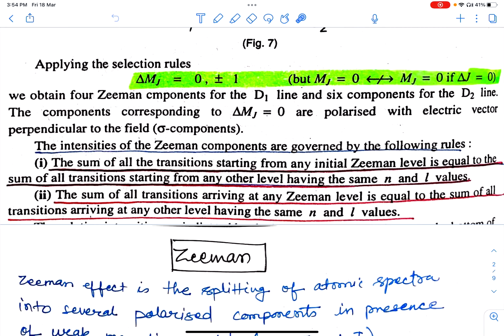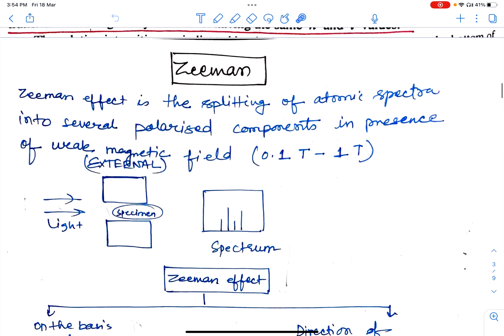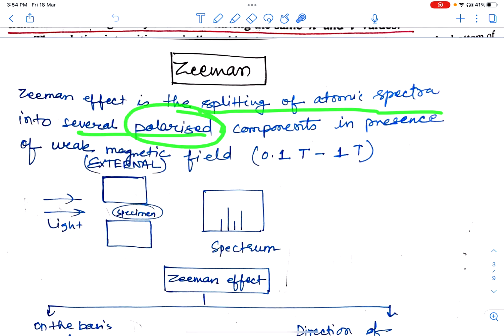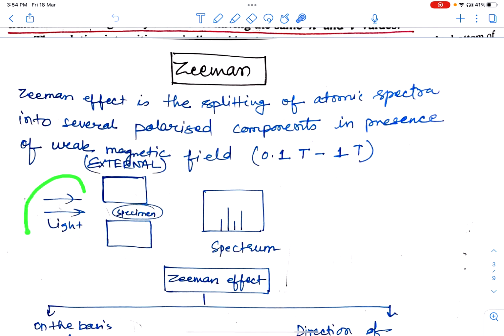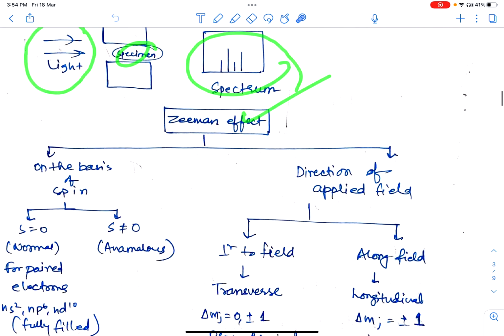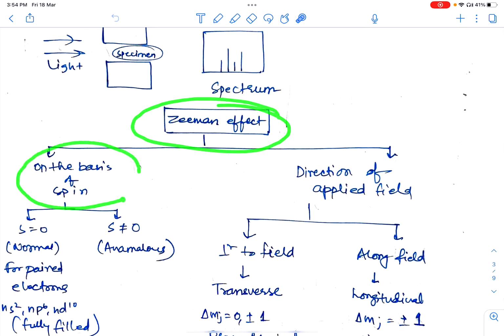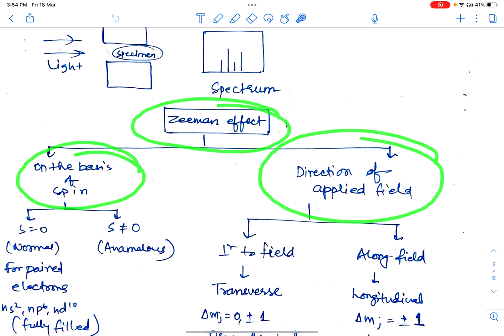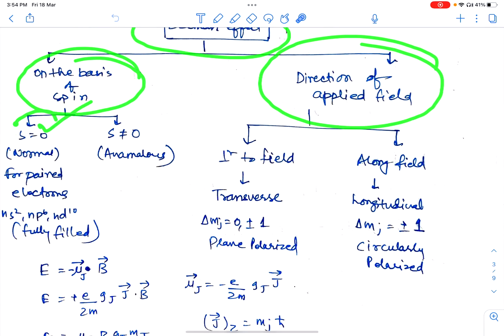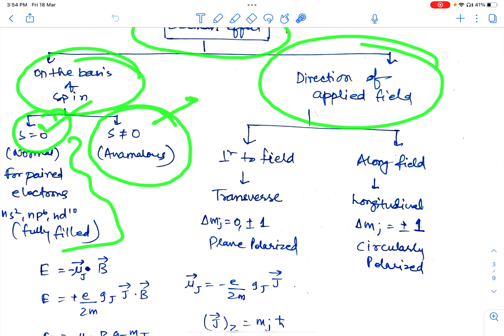I come to your concept, we are starting again. For example, Zeeman effect is the splitting of an atomic spectra into several polarized components in the presence of a weak external magnetic field. This is the definition. You can make a diagram of it: there is light, the specimen is placed, the external field is applied, the spectrum comes, the Zeeman effect, right? The Zeeman effect is divided on the basis of spin and on the direction of the applied field. On the basis of spin, S is equal to 0 is called normal Zeeman effect, singlet, and S is not equal to 0, as we saw in the T1 T2 lines, is the anomalous Zeeman effect.